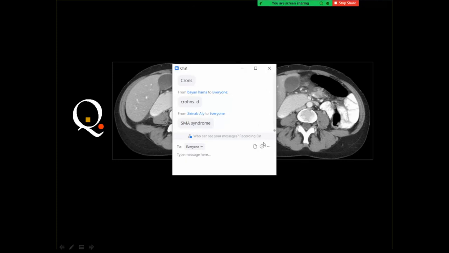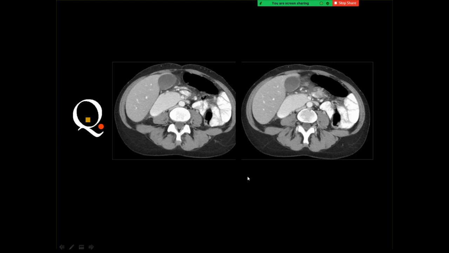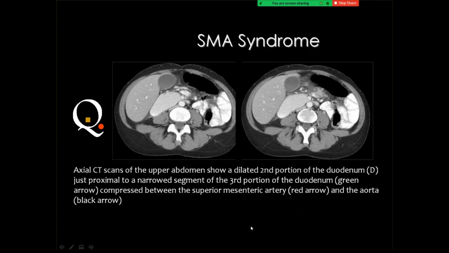And the answer is right. This is the superior mesenteric artery syndrome. You can see easily the very short distance between the aorta and the superior mesenteric artery with consequent compression of the third part of the duodenum and the proximal dilatation of the duodenal loop. And if you see upper sections, you can also see dilatation of the stomach as well.